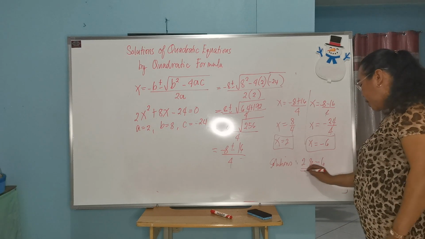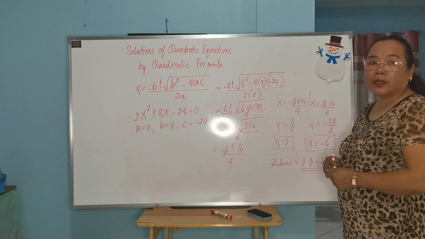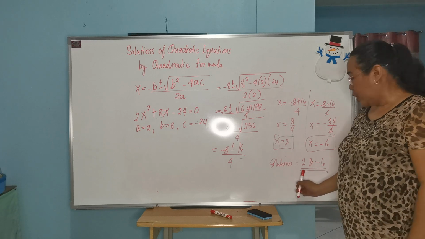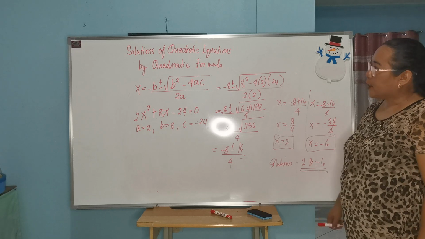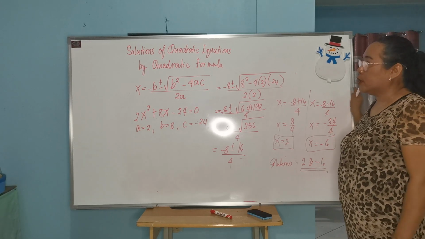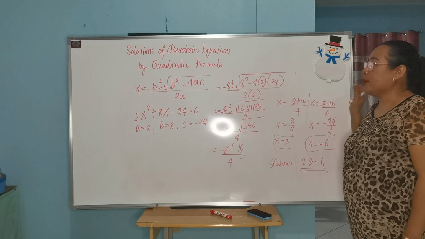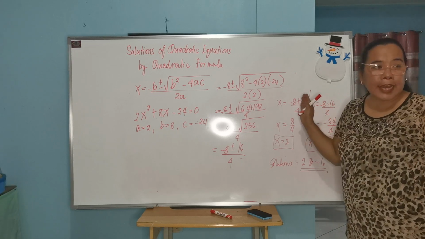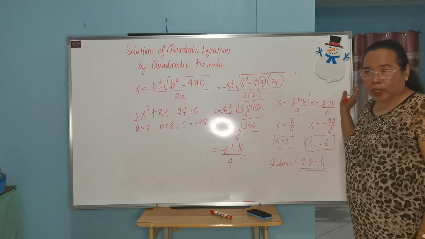So looking back at the answer that we arrived at a while ago using completing the square, we have also the same answers of 2 and negative 6. Okay? So that is the last method of solving quadratic equations, and that is by quadratic formula. And again, quadratic formula is a method that can be used in any kind of quadratic equation.